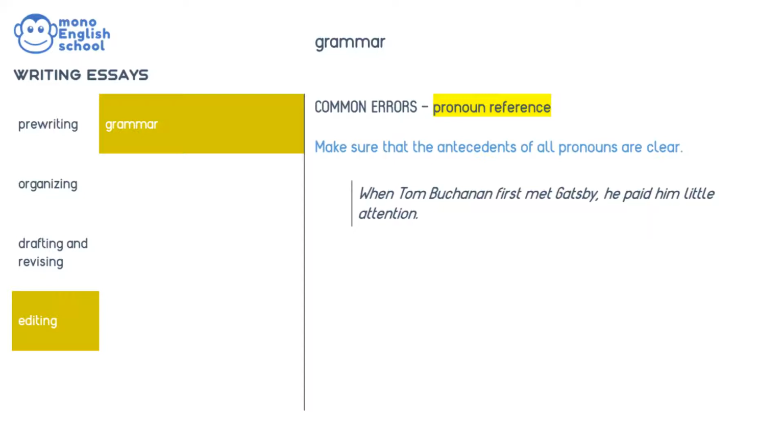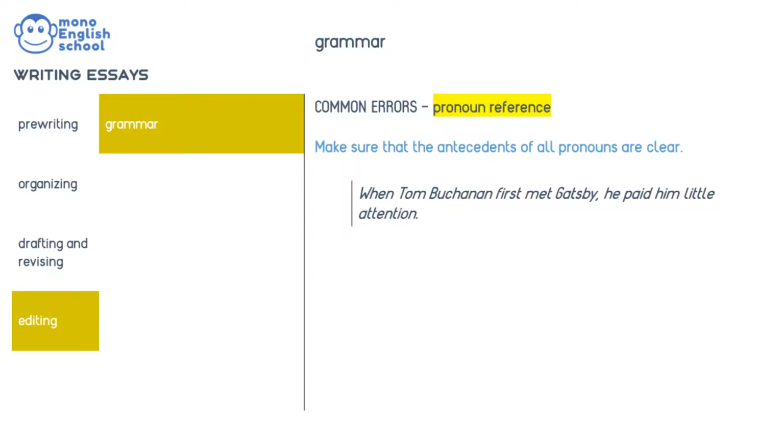When Tom Buchanan first met Gatsby, he paid him little attention. In the opening dependent clause, we have names of 2 male characters, Tom Buchanan and Gatsby. And in the independent clause, we have two pronouns, he and him. It is unclear which pronoun refers to which character. So the reader could ask, who paid whom little attention?